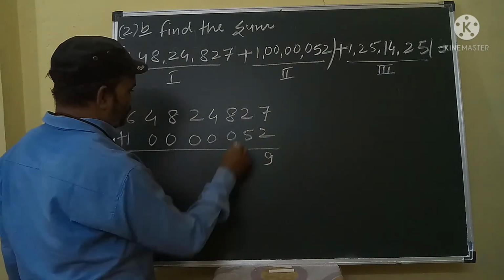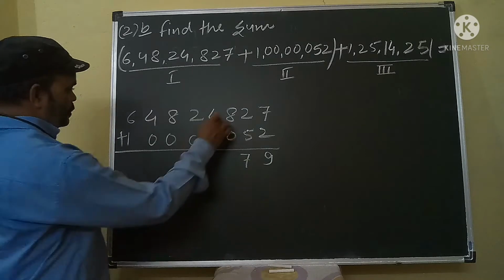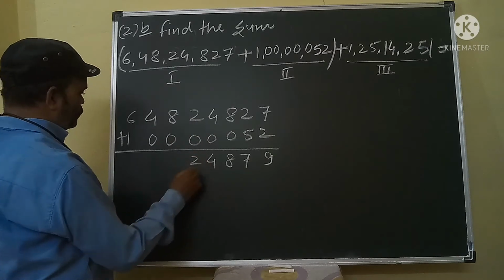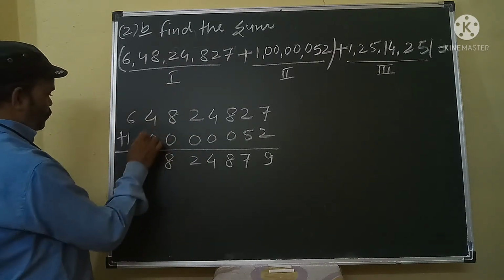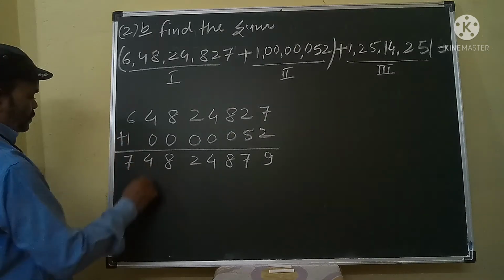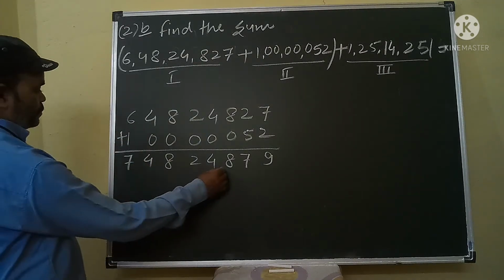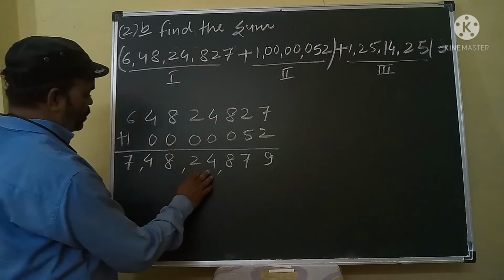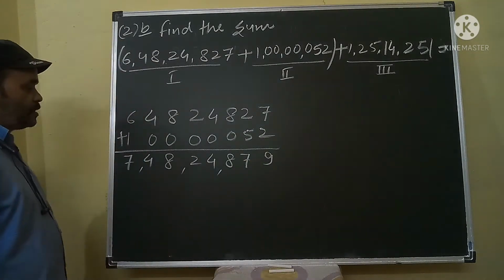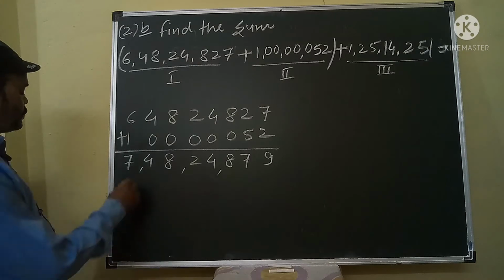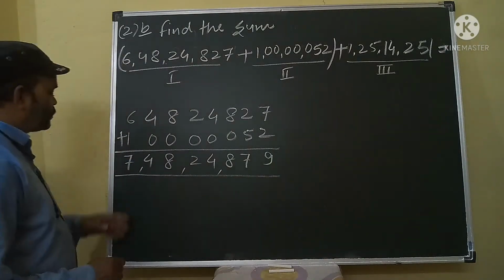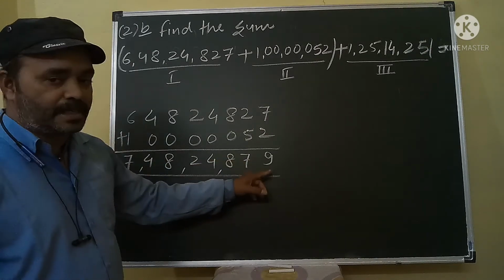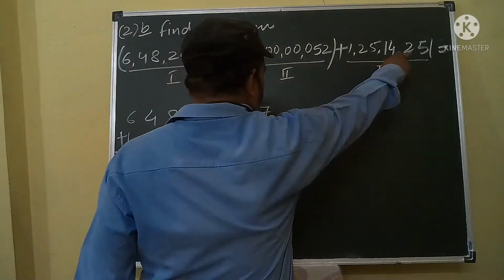7 plus 2 9, 2 plus 5 7, 8 plus 0 8, 4 plus 0 4, 2 plus 0 2, 8 plus 0 8, 4 plus 0 4, 6 plus 1 7. Okay, this is 7 crores 48 lakh 24,879. This is the incomplete answer. Now what will you do? Then after 7 crores 48 lakh 24,879, we will add in third number.